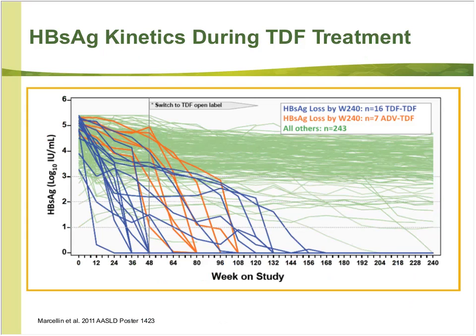Now, this was an interesting study because a subset of patients were on Adefovir, a drug that we don't use anymore for hepatitis B management. And when you switch from Adefovir to tenofovir, you can see that you pick up another group of patients in the orange lines who are going to clear S antigen.